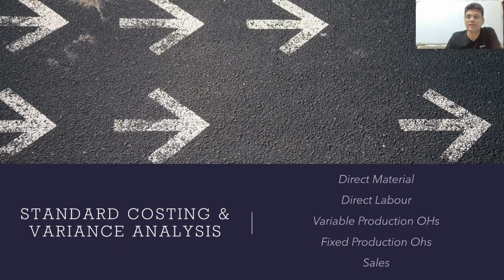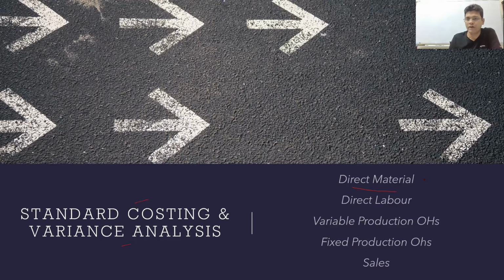In this session, I'll be discussing standard costing and variance analysis. Under this, I'll be discussing different types of variances, such as direct material variances, direct labor variances, then we have variable production overhead variances, then fixed production overheads, and sales variances. So basically, we have different types of variances that we need to calculate under standard costing and variance analysis. So we have direct material variances.